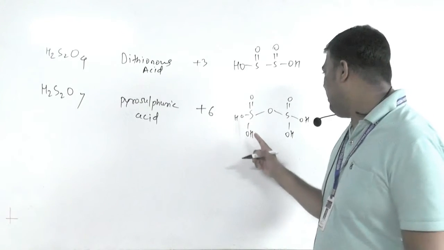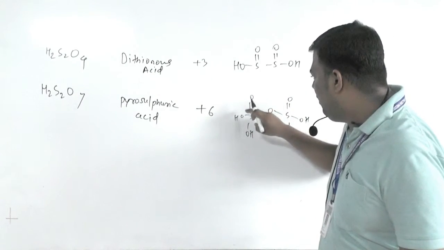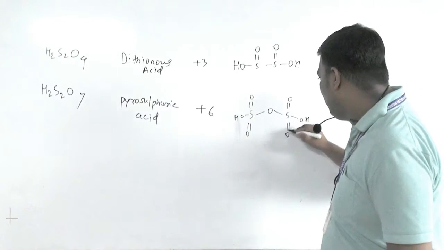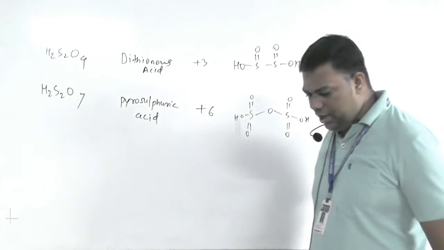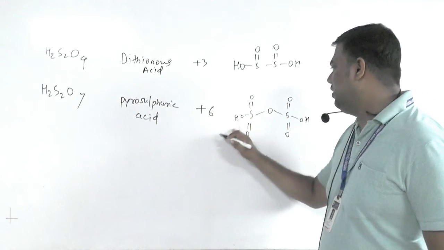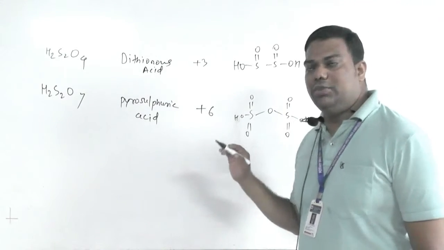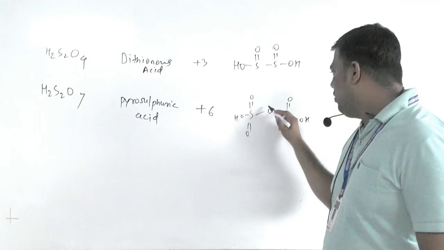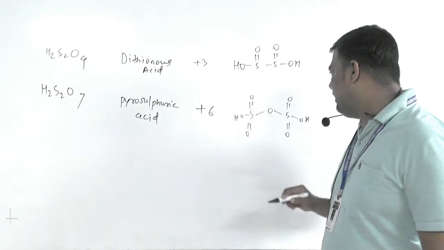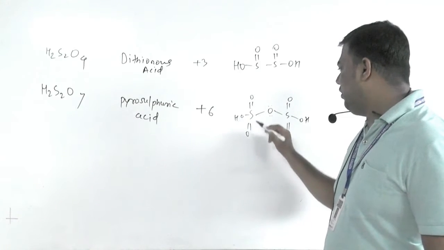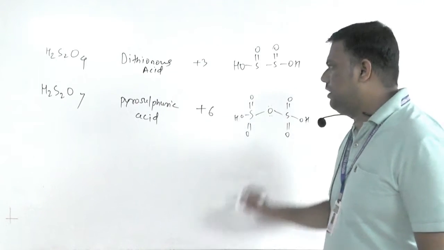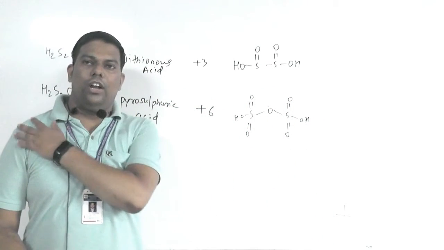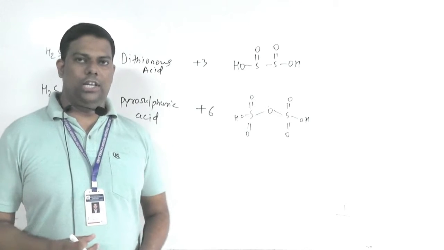So you can count: 1, 2, 3, 4, 5. Here there are doubly bonded O atoms, not singly bonded OH. I hope you understood this. Sulfur is balanced by 6 bonds: 1, 2, 3, 4, 5, 6. Oxygen also, 1, 2, 3, 4, 5, 6, like this, meaning H2S2O7. So here 3, 6 and this 7. I hope you understood this. And this H2S2O7 we call oleum.